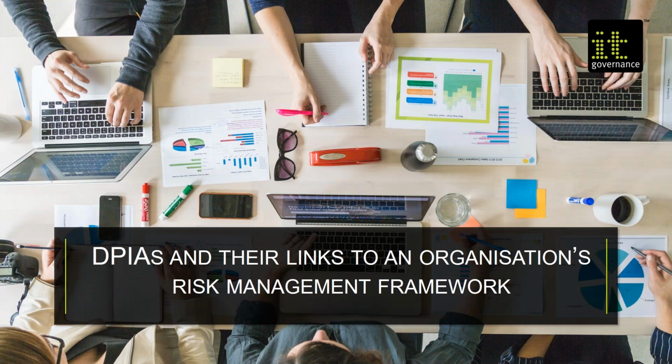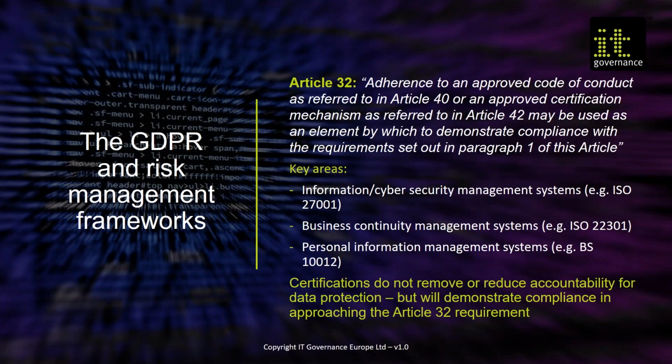So a DPIA is a key tool of GDPR compliance and is also therefore a key part of an organisation's risk management framework. Article 32 talks about how an organisation can use its adherence to an approved code of conduct or certification mechanism. So, for example, ISO 27001 is an information security standard against which you can be certified. You can use these in ways that demonstrate that you have put in place appropriate controls to meet your requirements, to have relevant organisational and technical measures in place to protect the rights and freedoms of data subjects.